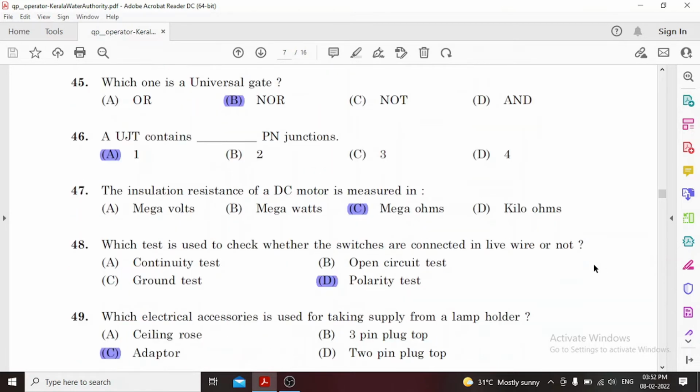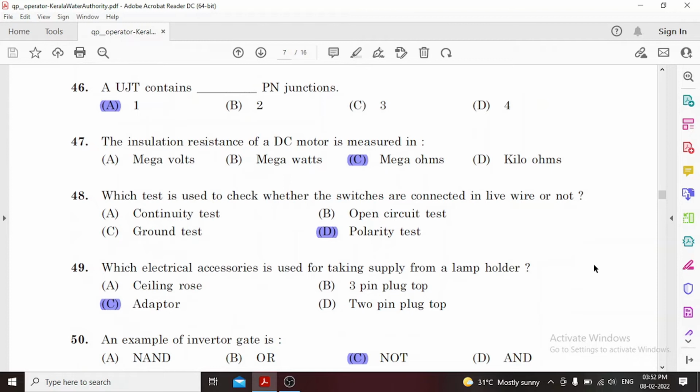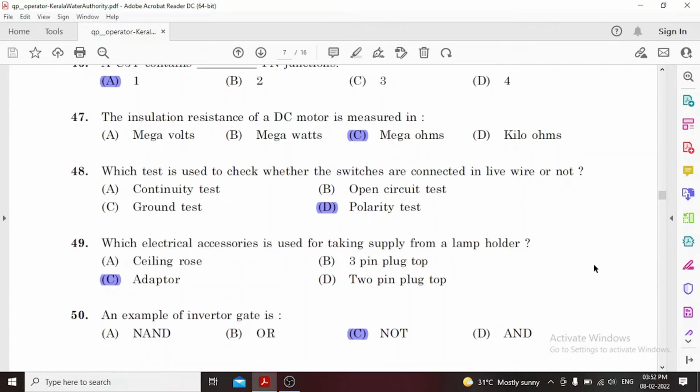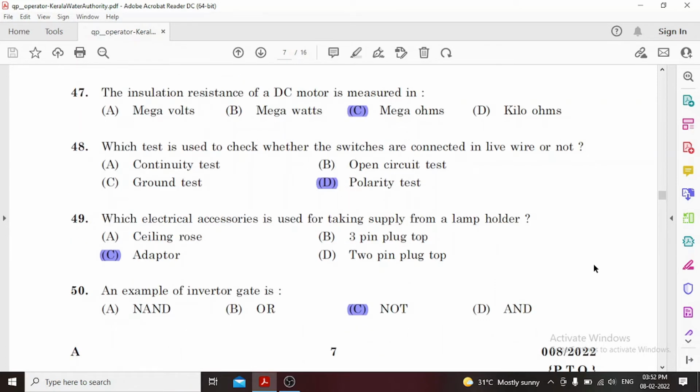47. The insulation resistance of a DC motor is measured in mega ohms. Option C, mega ohms. 48. Which test is used to check whether the switches are connected in live wire or not? Polarity test. Option D, polarity test. 49. Which electrical accessory is used for taking supply from a lamp holder? Adapter. Option C, adapter.